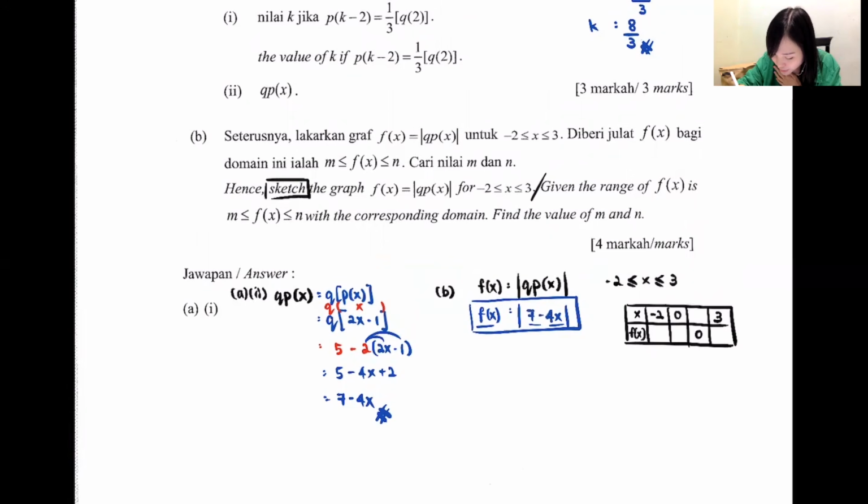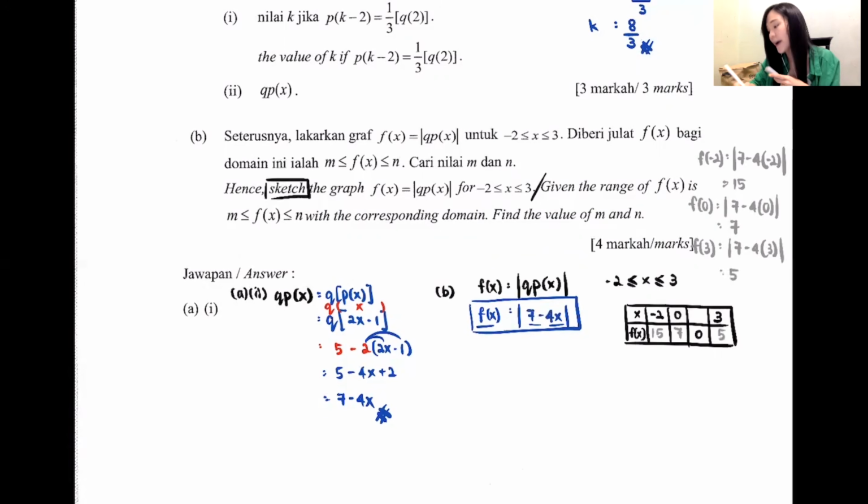So my dear, now the first one, I know x is negative 2. So if x is negative 2, I can sub negative 2 into my equation. If I sub inside 7 plus 8, I think I get 15. Okay, 15. Next one, I can sub 0. 7 minus 4 times 0, I think I will get 7. Okay, 7. Next one, f(3). f(3) is 7 minus 4 bracket 3. I think I get 5. Okay, 5.